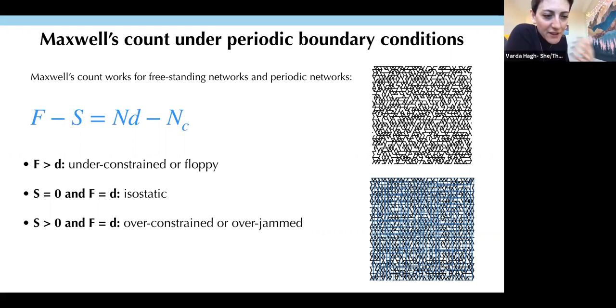If the number of states of self-stress is 0 and F is equal to D, so the only floppy modes or zero modes that are left in the system are the translations, then we call the system isostatic. And if the number of states of self-stress is bigger than 0, so the system is basically over-constrained and there are many, many bonds, and the number of zero modes is D again because of the D translations, we call the system over-constrained or over-jammed. So these are basically just the definitions that I wanted to give you, because I'm going to refer to both the Maxwell's count and this terminology later.